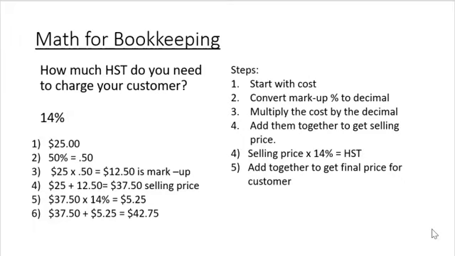We know what the selling price is, which is $37.50. Now we have to figure what the HST is. So we take the selling price, multiply it by the 14% or 0.14 after we turn it into a decimal, and that gives us $5.25 is our HST. Then we add that to the selling price, $37.50 plus $5.25 gives us $42.75 as the amount it's going to cost the customer to walk out the door with that sweater.